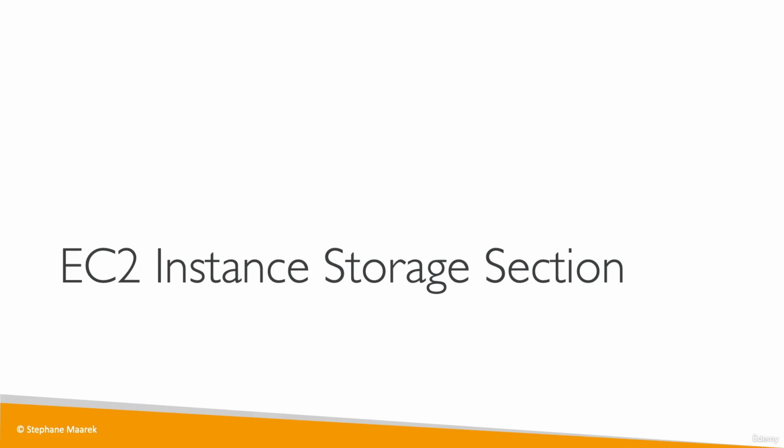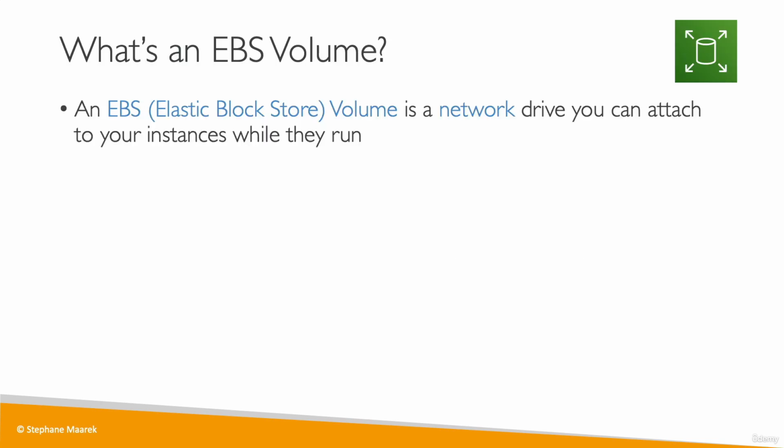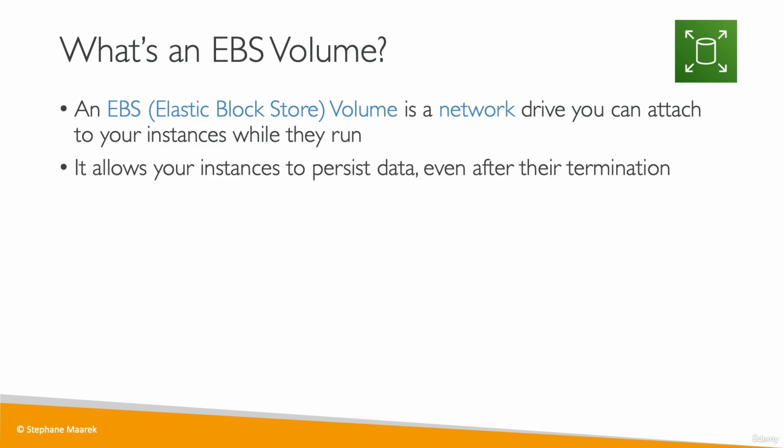Welcome to this section where we will look at the different storage options for EC2 instances. So first, the most important ones are going to be EBS volumes, so let's define what they are. An EBS volume stands for Elastic Block Store. It's a network drive that you can attach to your instances while they run, and we've been using them without even knowing. So EBS volumes allow us to persist data even after the instance is terminated.